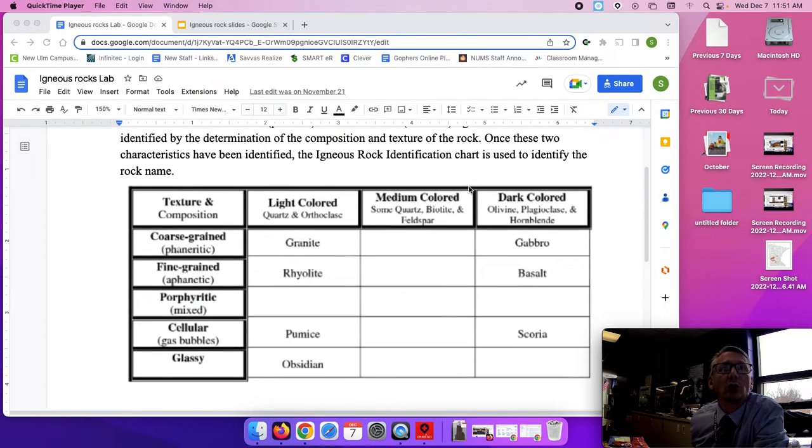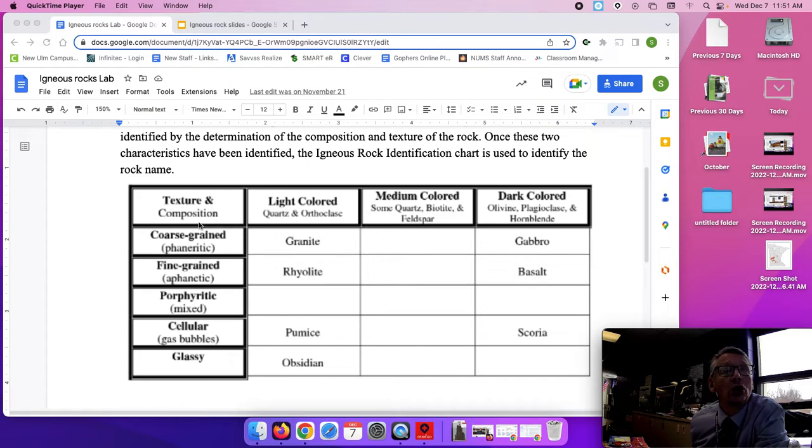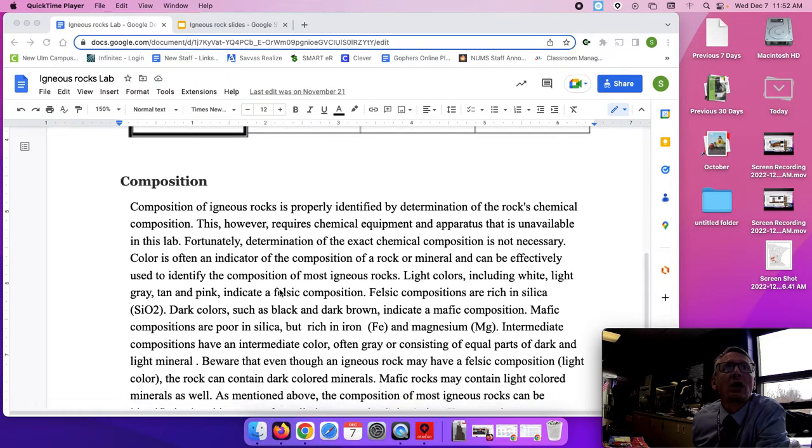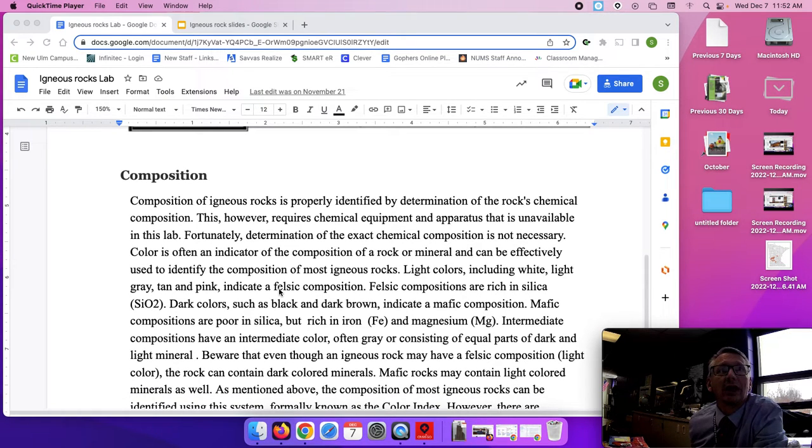So our chart is broken up by texture, whether it's coarse-grained, fine-grained, cellular, or glassy. This mixed one I got rid of. Our color is going to be light colored or dark colored. Okay. So the composition of igneous rocks is properly identified by determining the rock's chemical composition.